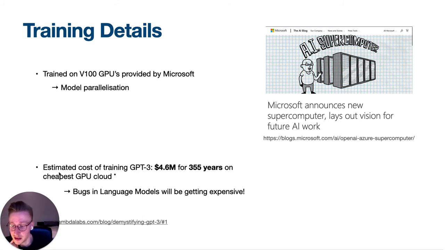Another interesting fact is that they had a bug in filtering out the overlaps between the train and test set, but they couldn't retrain the model because it would have been too expensive. And this just shows how expensive bugs in language models will get in the future. While building those language models, we should maybe think more of building something like a Mars rover, which had better not have any bugs because otherwise it will be quite expensive.